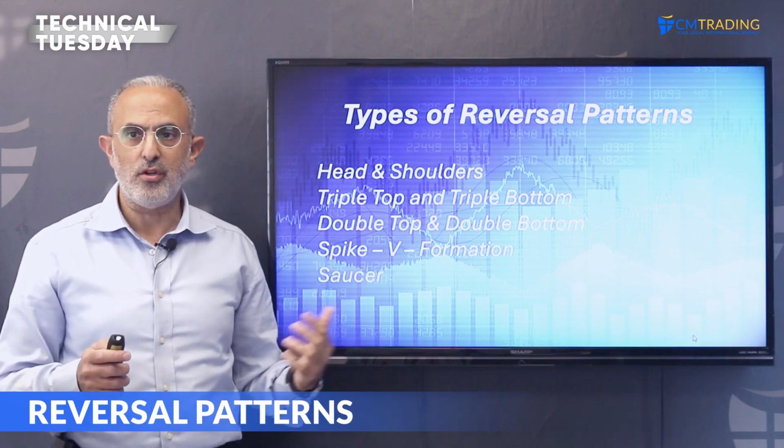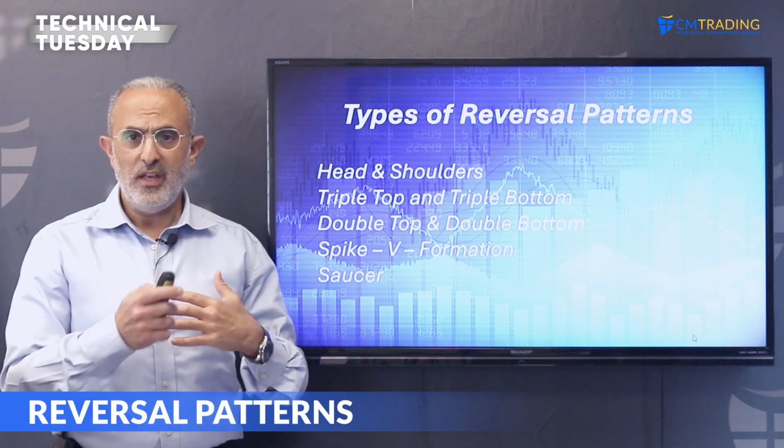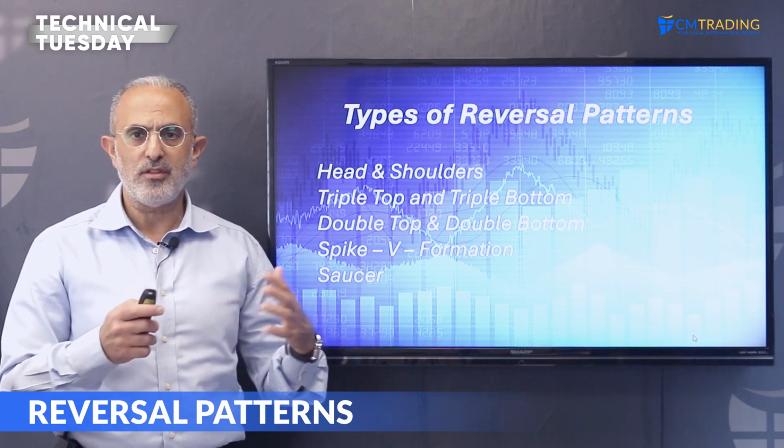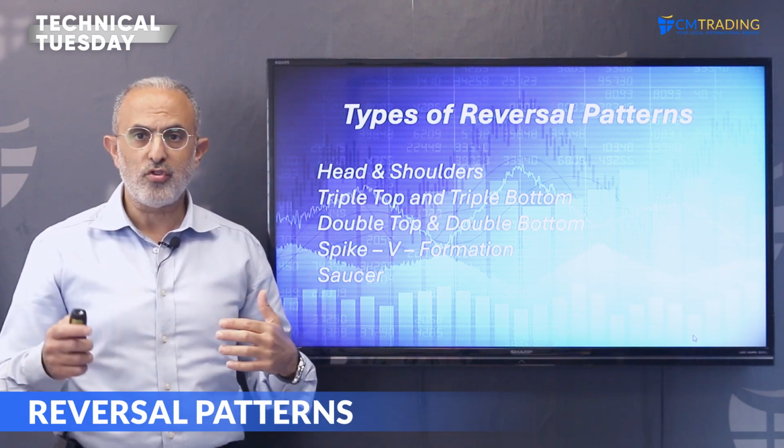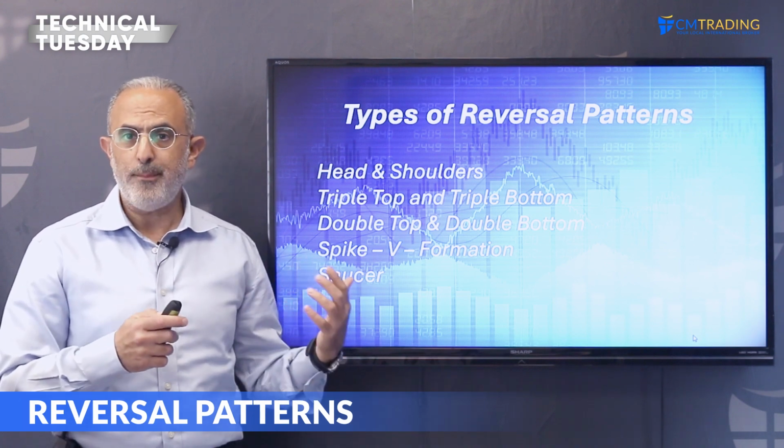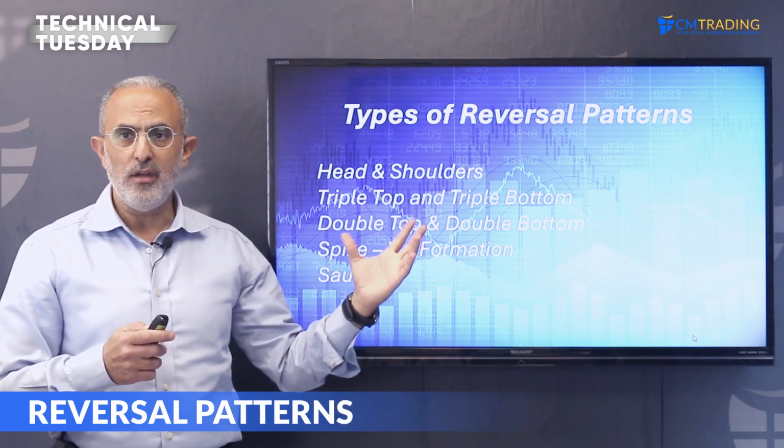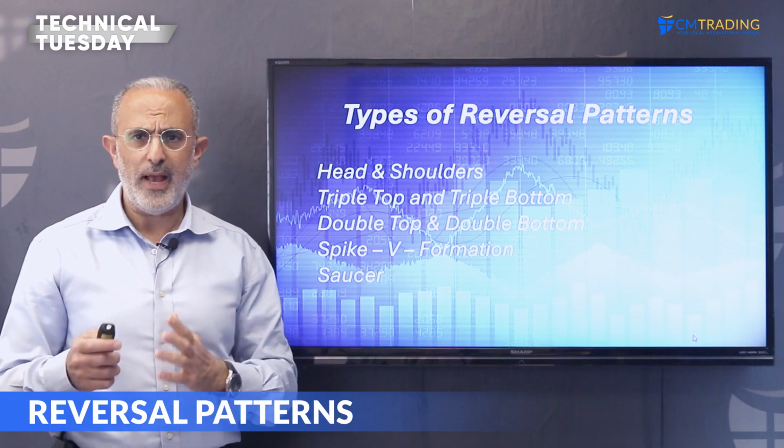The last one is a saucer, which also happens quite often. It takes a much longer time to happen, especially if you're looking at it from a longer time view. And it does happen often. Now, these are the most common reversal patterns that happen in the market.